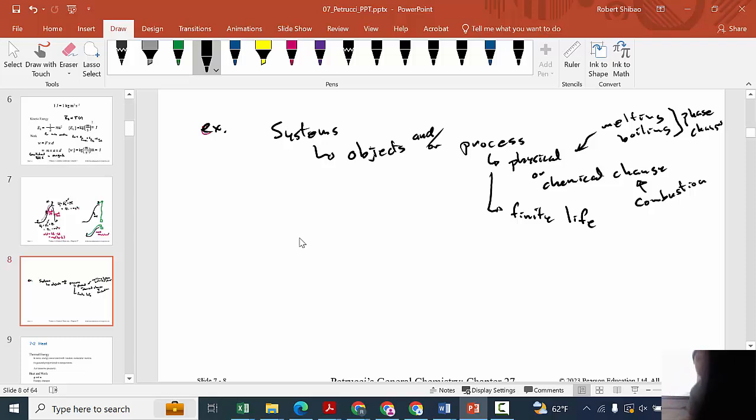This is different than if the system were an object. Let's say you have 100 grams of solid gold, and let's say this gold is at 250 degrees Celsius.